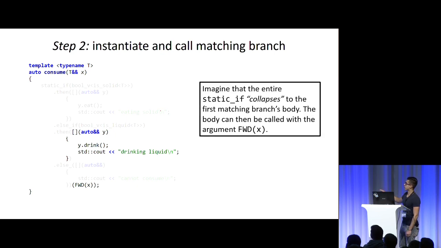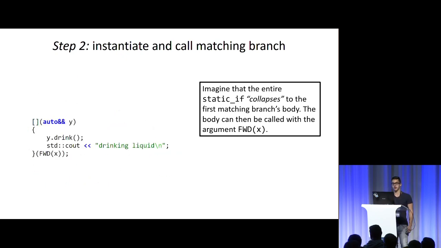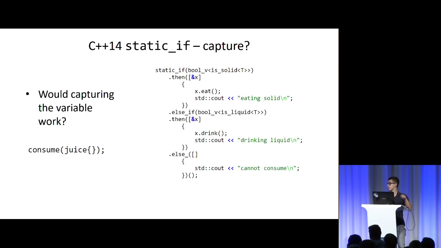By ignoring all the other branches, only the body of the lambda and the call operator remains, and you just stick those together, and you're actually instantiating that specific lambda, ignoring all the other ones. So you have to imagine that the entire static if collapses to the first matching lambda's body, and the remaining call syntax is calling the body that the entire construct collapsed to. So in this case, x is getting passed back into the static if. The lambda is going to get called with that thing, and this is what happens in the end. So you're just instantiating that specific lambda, skipping over the others.